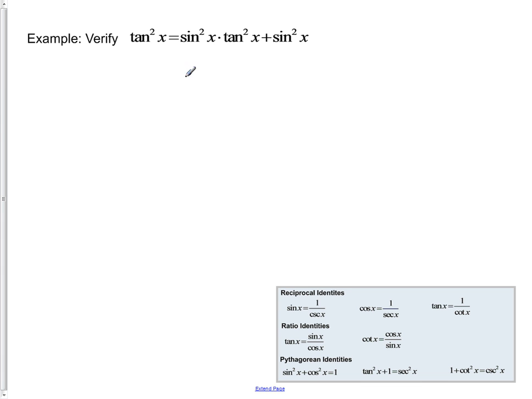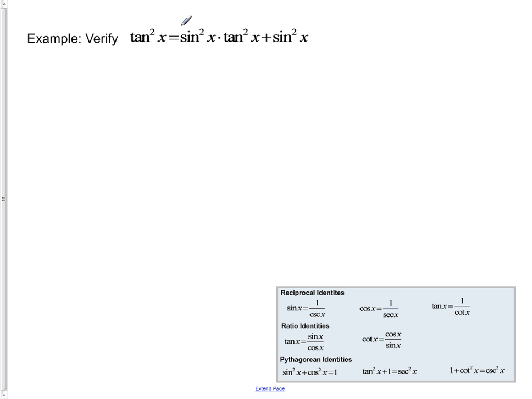Now here's another example where we have an identity and we are asked to verify this identity, but we've got a little bit of an imbalance right here. And the way that I like to think about verifying an identity is that if I can at all do so, I'm going to choose to simplify the most complicated looking side of the equation in order to obtain what's on the other side of the equation.